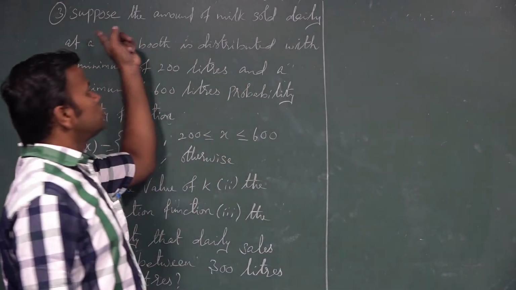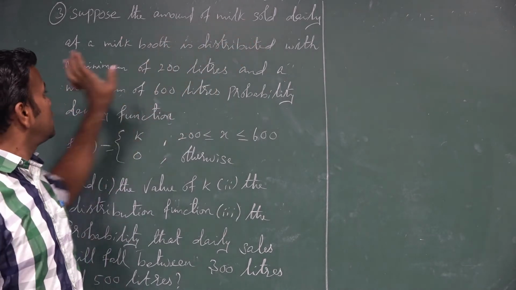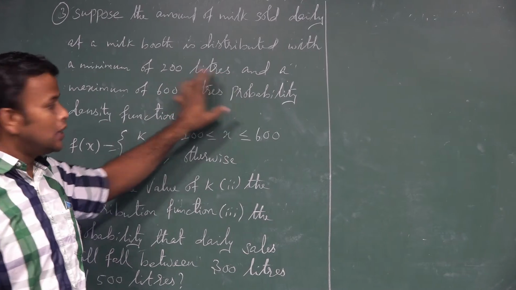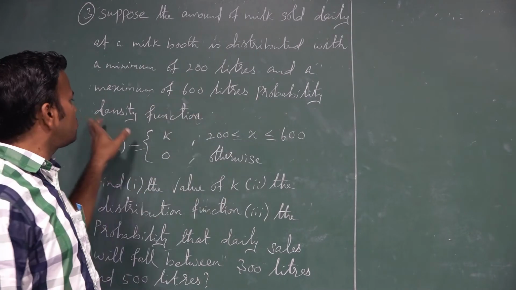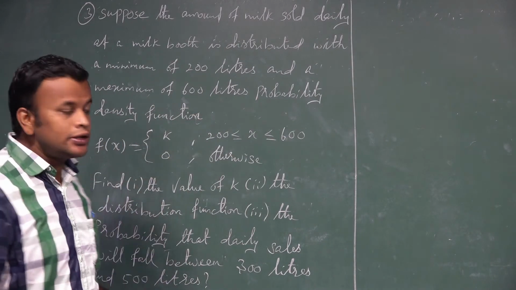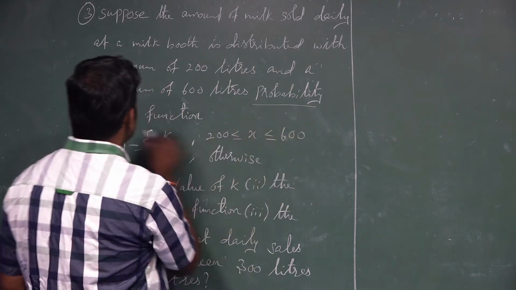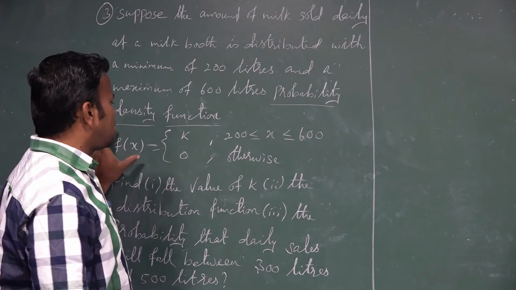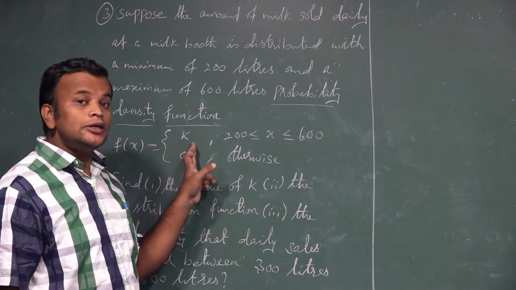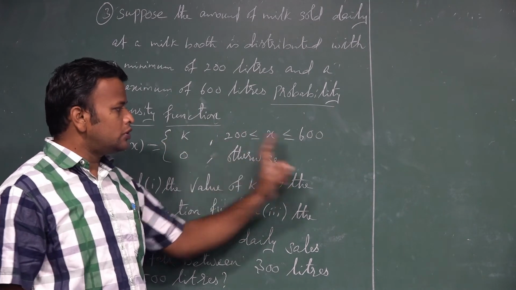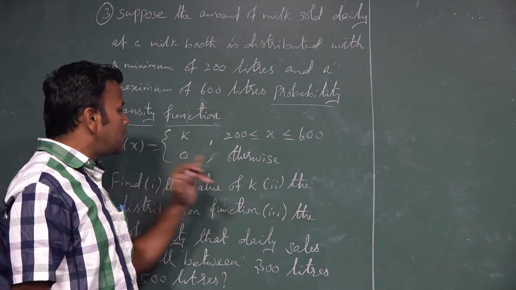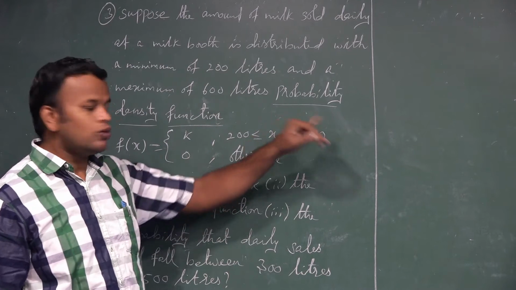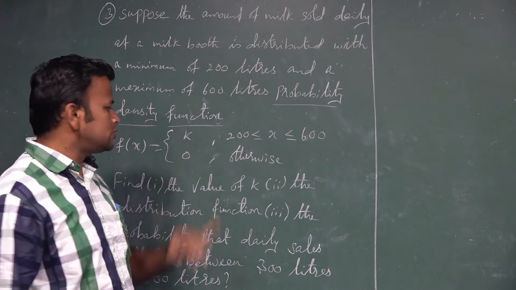The question is, suppose the amount of milk sold daily in a milk booth is distributed with a minimum of 200 liters and a maximum of 600 liters, a probability density function. Important, the question involves the probability density function. And f of x value is k, suppose x lies between 200 to 600, and otherwise is 0. Otherwise is 0 means less than 200 and more than 600, f of x value is 0.